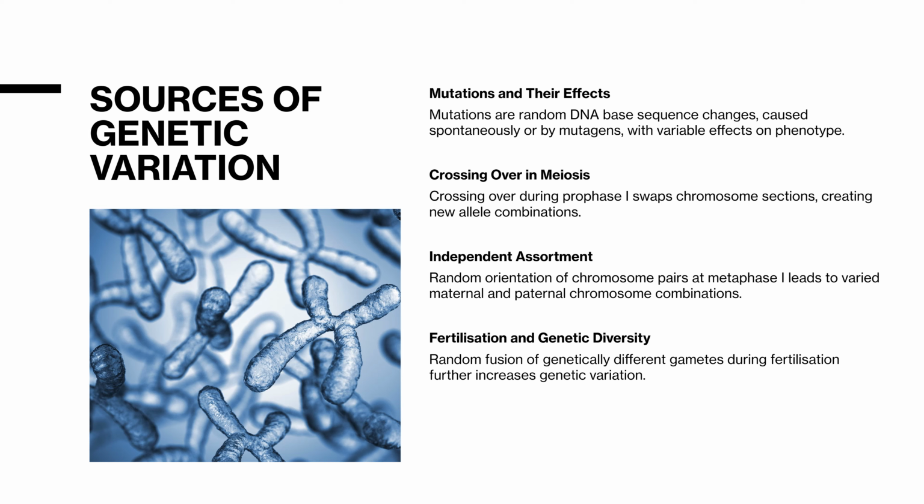Meiosis also generates variation through two key processes: crossing over and independent assortment. Crossing over occurs during prophase I, when homologous chromosomes exchange sections of chromatids, creating new combinations of alleles. Independent assortment results from the random orientation of homologous chromosome pairs at metaphase I, leading to different combinations of maternal and paternal chromosomes in gametes. Fertilization further increases variation because it is a random process involving the fusion of genetically different gametes.